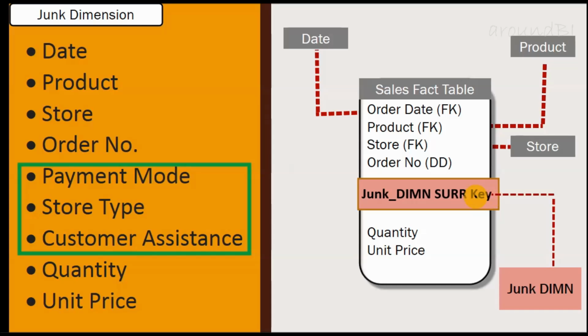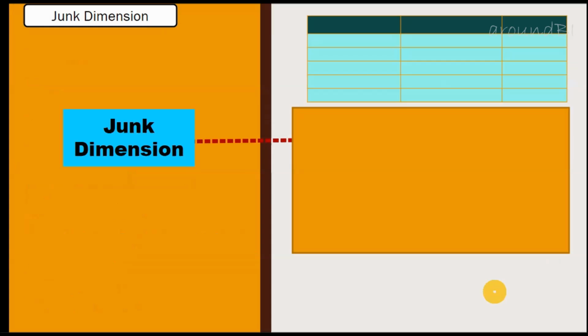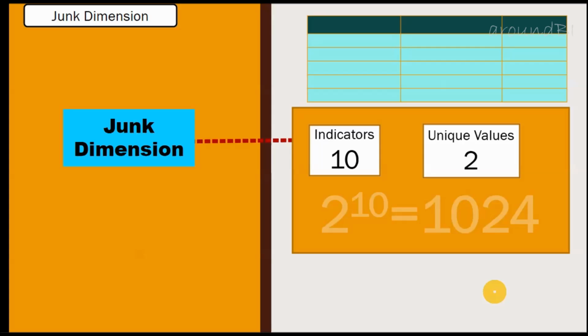We have to make sure that the size of the junk dimension is not too big. If a single junk dimension has 10 two-value indicators, there would be a maximum of 2 to the power 10, 1024 rows. But if we have highly uncorrelated attributes that take more numerous values, it may not make sense to bring them together into a single junk dimension.